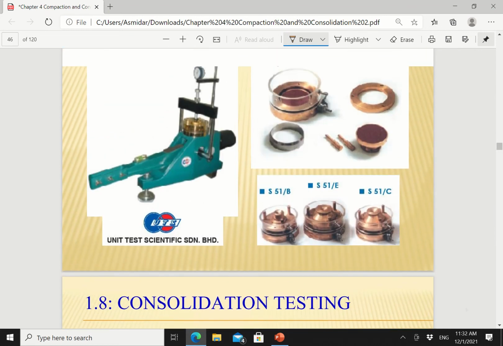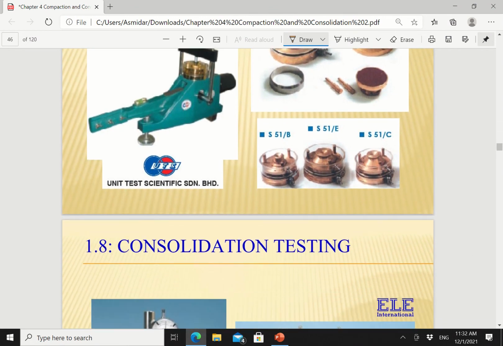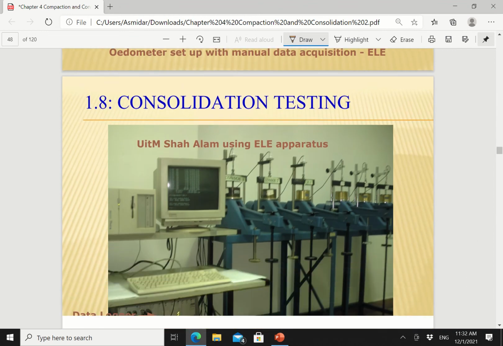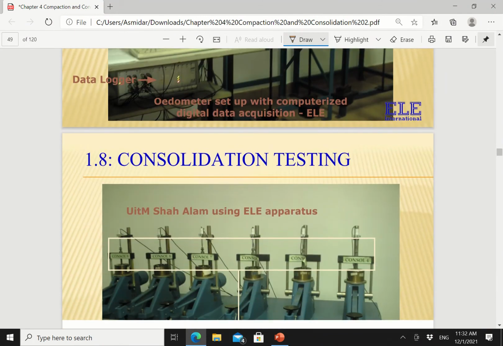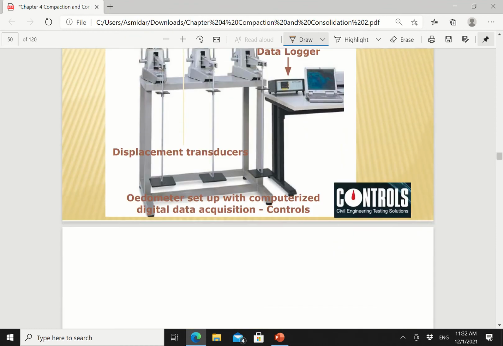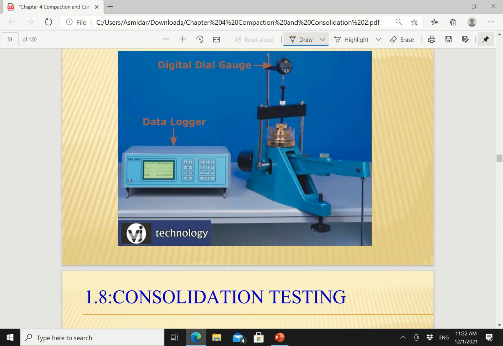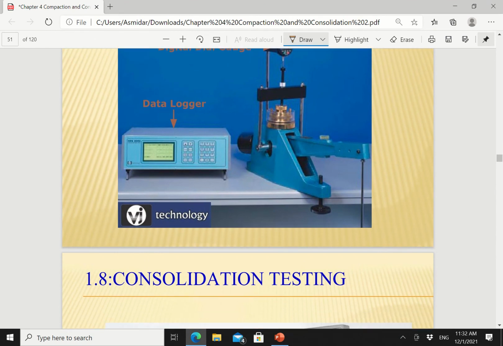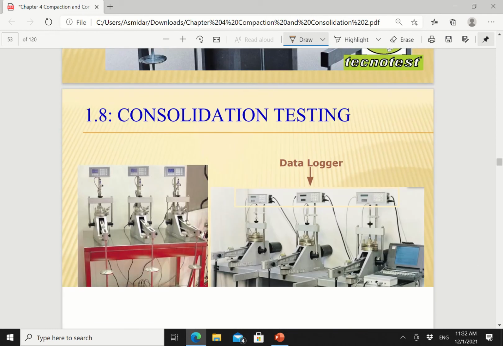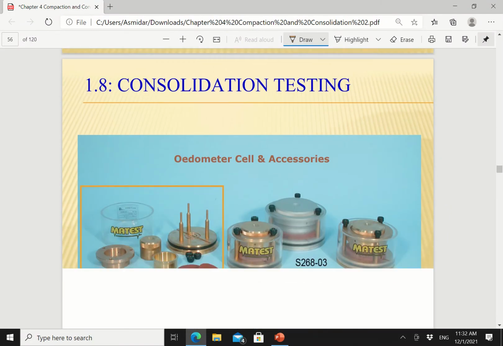Okay, these are all pictures of old equipment, but it still serves the purpose of obtaining the odometer testing data. So please find a good video to see how to do the consolidation testing. Okay, but right now in modern years, of course, we have a data logger. Every movement will be recorded into the data logger and you can read the data from your computer. So that will be the first introduction for consolidation.